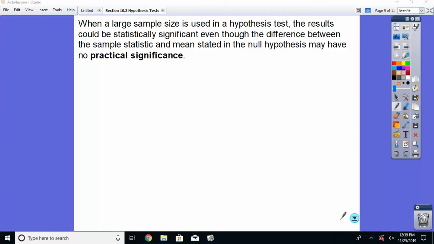If it was the proportion, which one would you use? The z, yeah, the one proportion z test.